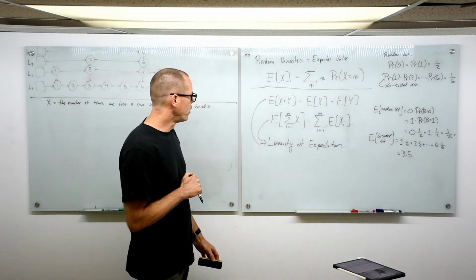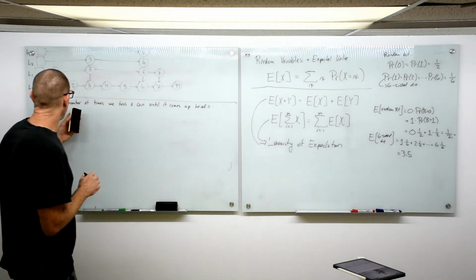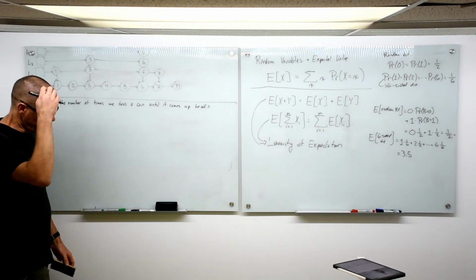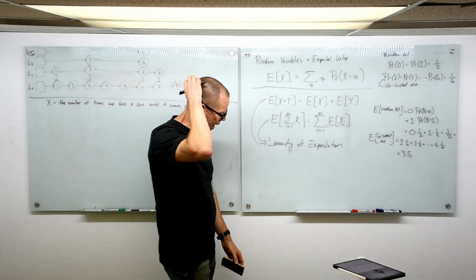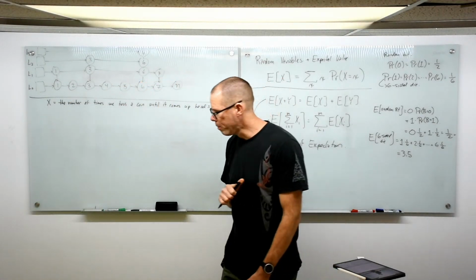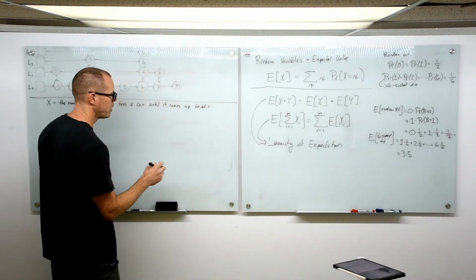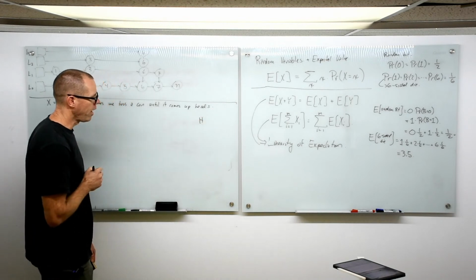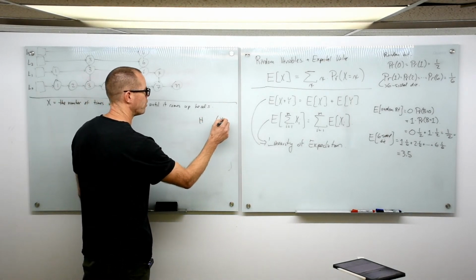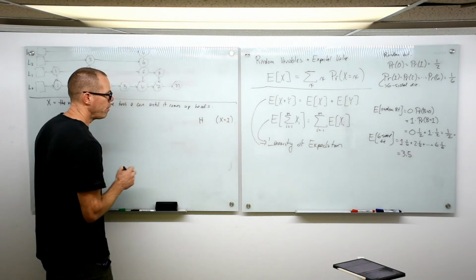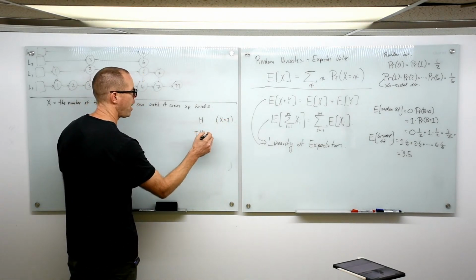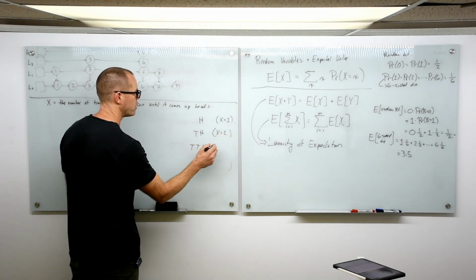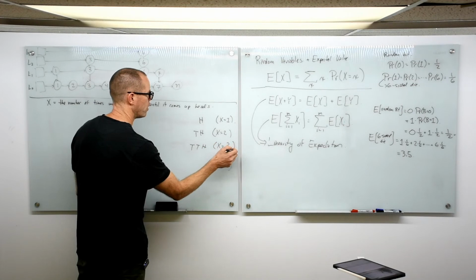Okay, so let's think about this. I want to toss a coin until it comes up heads, and count the number of times. That's my random variable x. So for example, if I do this experiment, sometimes the first thing that happens is I get a head, and when that happens, then x equals 1. Or maybe I get a tails and then a head, and when that happens, x equals 2. Or maybe I get tails, tails, heads, and when that happens, x equals 3.